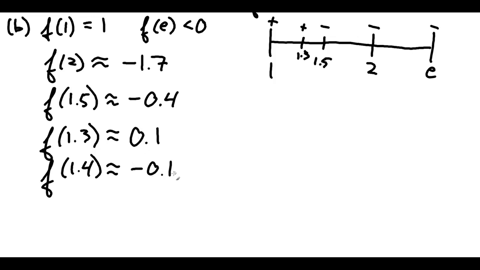So all right. Well, 0.1 and negative 0.1, we know the 0 is in between those. There's our 1.3, there's our 1.4, the 0 is somewhere in between. These are of approximately equal magnitude. The 0 is probably pretty close to the middle. Let's evaluate at the middle, 1.35.